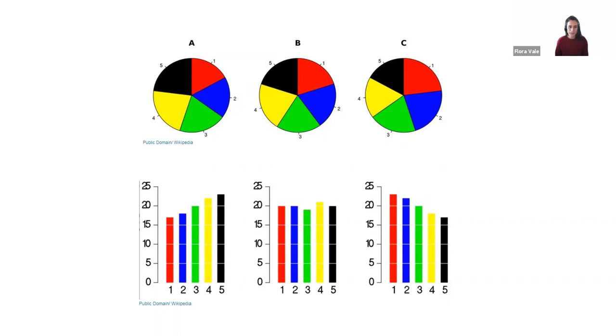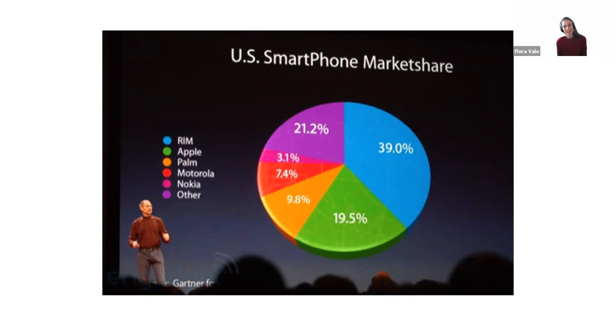Okay, so what is worse than a pie chart? A 3D pie chart. There are whole corners of the internet dedicated to criticizing the misleading visualizations used in Apple keynotes. So if you want to have some fun going down that Google rabbit hole, there's a lot to see there. So notice here how the pie is tilted just right to make Apple's 19.5% market share appear larger than the 21.2% slice. Is that unintentional?